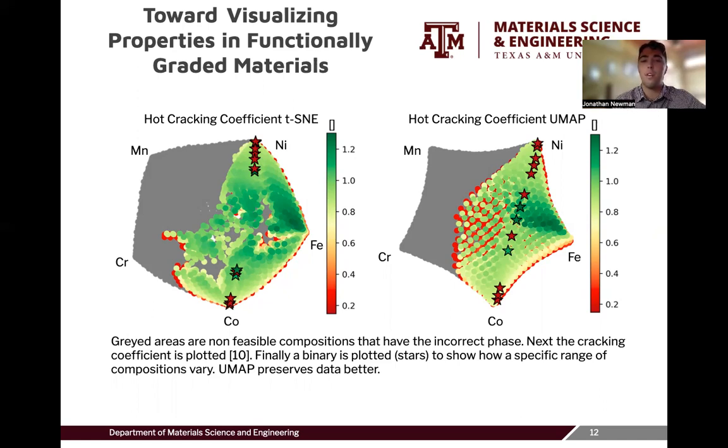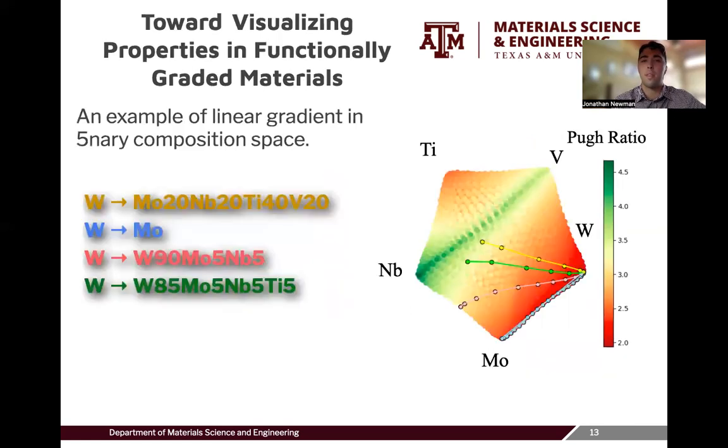This is a simple proof of concept that UMAP projections could be used to visualize compositional gradients in high dimensional spaces. Here we see several examples of linear gradients, all which start at tungsten and end at various compositions within the HEA space.